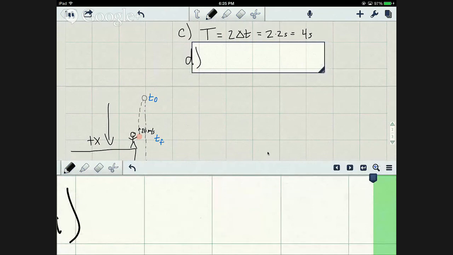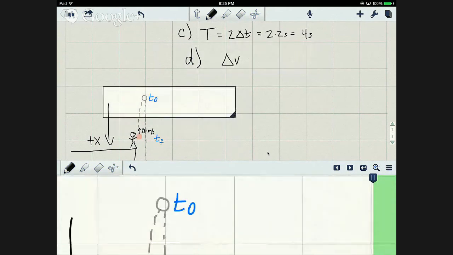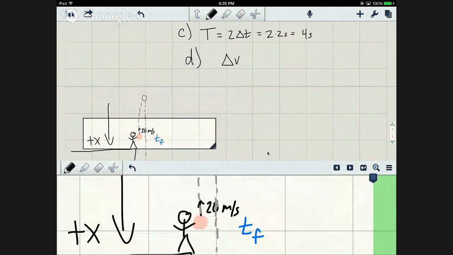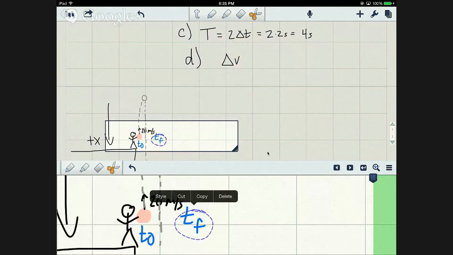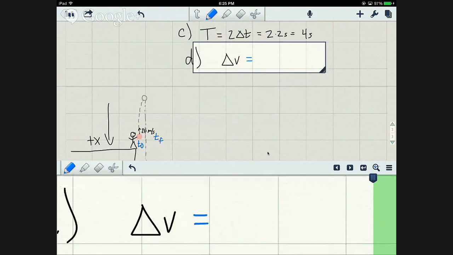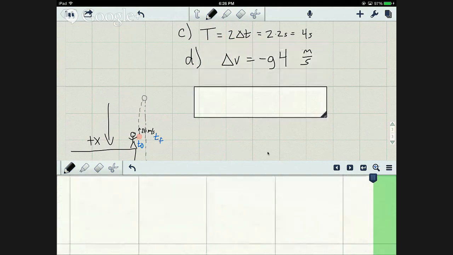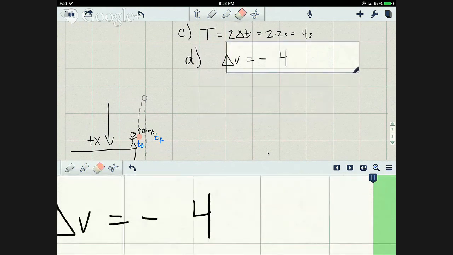Well, how do I say this? I can just write the change in velocity. Now let's let this be T initial here. I'm going to write my blue T initial here, and T final right on the other side of this, exactly at the same height, right where you released it. Let's call that T final. Delta V between those two times is going to be equal to negative G times the time it takes, which is 4 seconds. This is all going to be in meters per second when it's said and done. But let's write G as 10, so 10 times 4 meters per second.